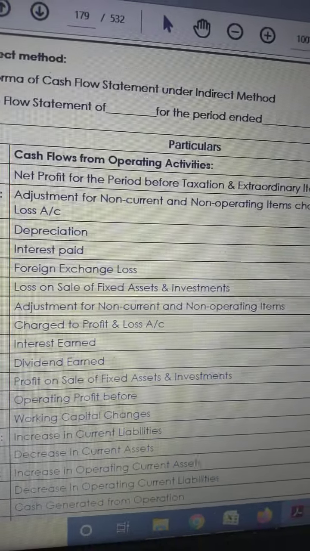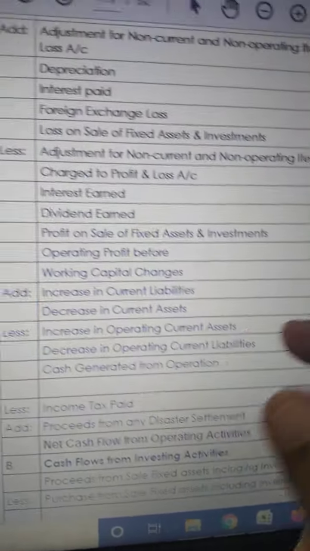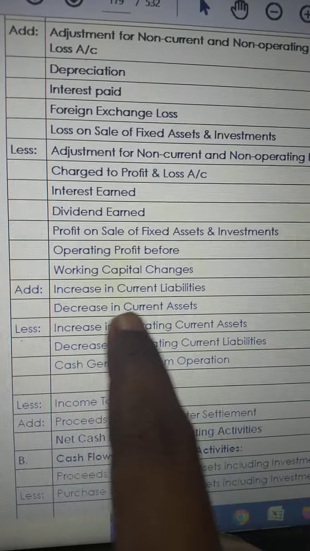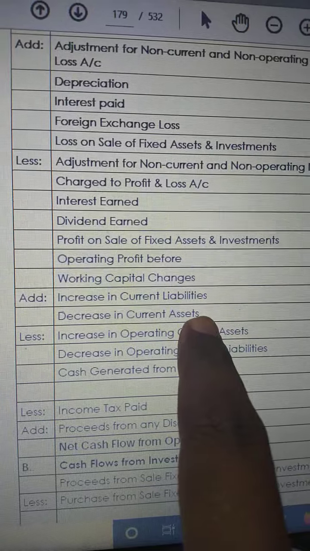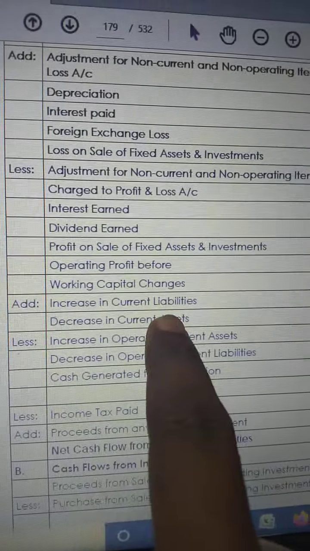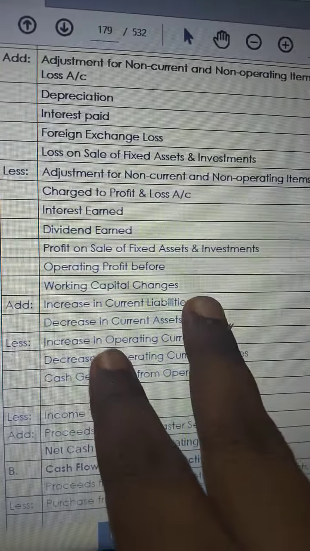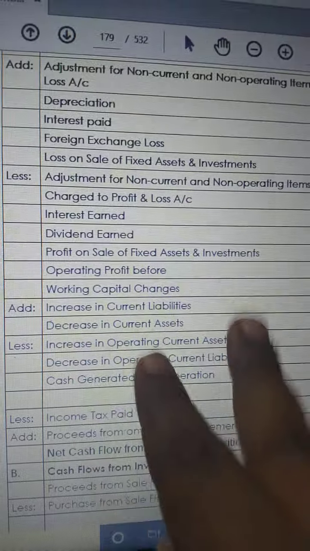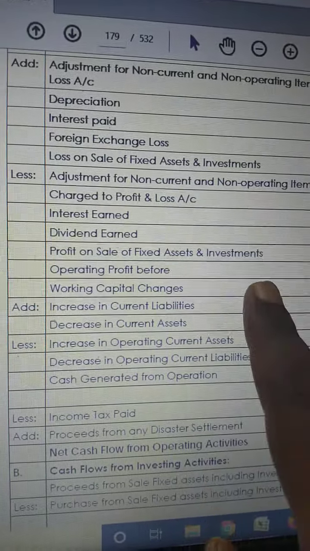This is for your debtors and creditors actually. Debtors and creditors also we have to do some adjustment. Add increase in current liability, decrease in current asset. How to identify this? They will give two years' balance sheet, first year, second year. You have to compare both the years, then see the difference. If the difference is increased, then we have to do accordingly.